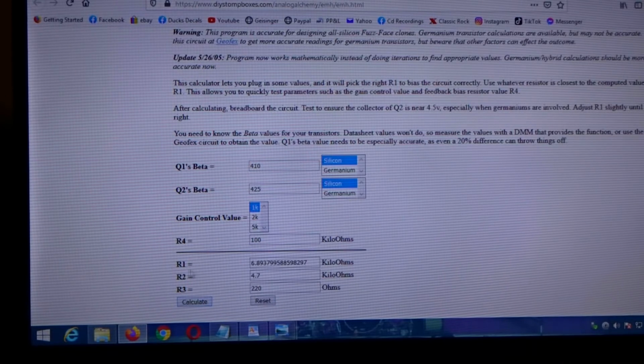That's going to give you R1's kiloohms resistor, R2's and R3's. And if you read here, it says this calculator lets you plug in some values and it'll pick the right R1 to bias the circuit correctly. And that's my problem right now. I have an unbiased Q1 and the voltages are way off on the collector. On Q2, it's kind of close, but it's thrown the whole thing off. So let's take a look at the multimeters now.